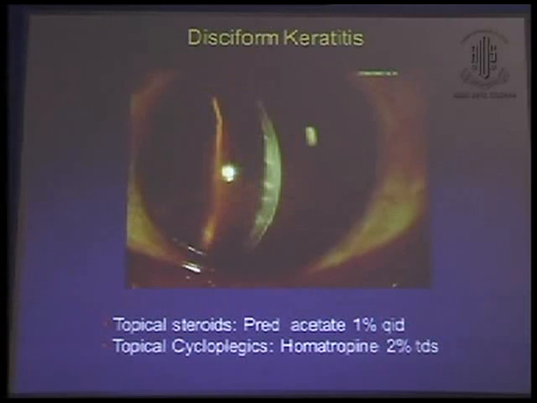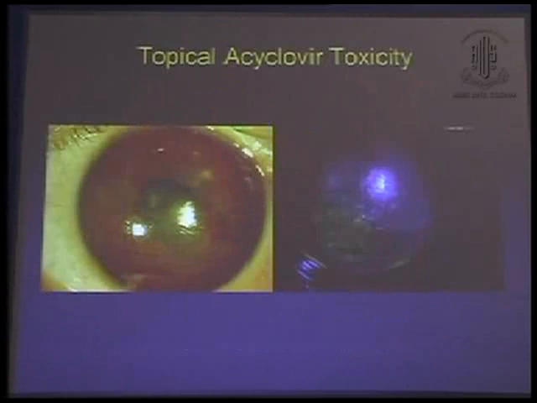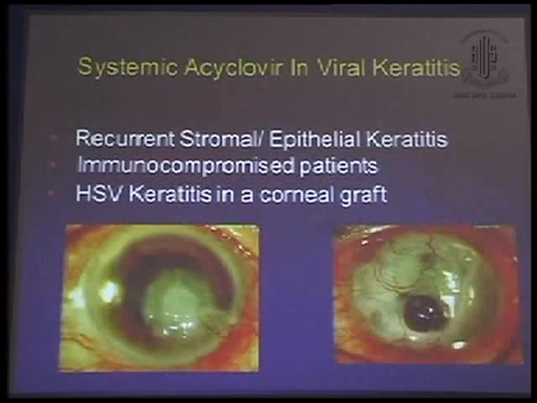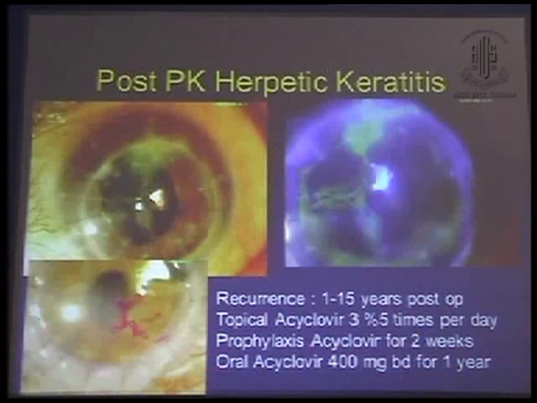Disciform keratitis, one has to give topical steroids and topical cycloplegics, and there may be topical acyclovir toxicity, so one has to stain and stop acyclovir if that is suspected. Systemic acyclovir is given in cases of recurrent stromal or epithelial keratitis, immunocompromised patients, and herpes simplex keratitis in a graft such as this, where you see that there is a presence of dendrite on the graft itself. The recurrence can occur as late as 15 years also post-operatively, and you have to then give topical acyclovir 3% 5 times a day. For prophylaxis, one must always give oral acyclovir 400 milligram BD for 1 year, especially if a graft has been done for a case of healed herpes keratitis.